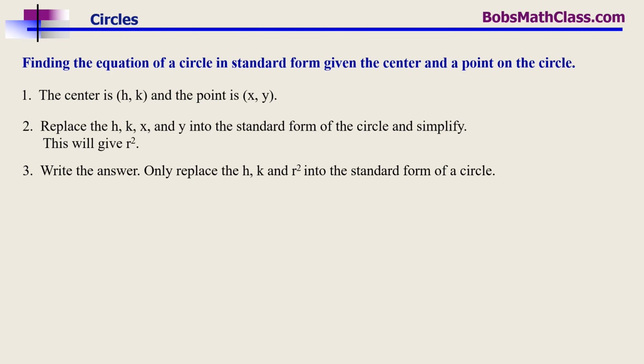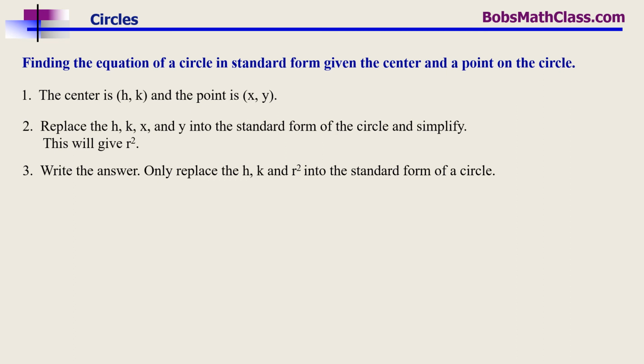Finding the equation of a circle in standard form, given the center and a point on the circle. A little bit different this time. Last time they wanted the standard form, they gave us the center and the radius. This time they're giving us the center and a point on the circle. Okay, there's a couple different ways we could do this. We could use the distance formula. We'll try to make it as easy as possible.